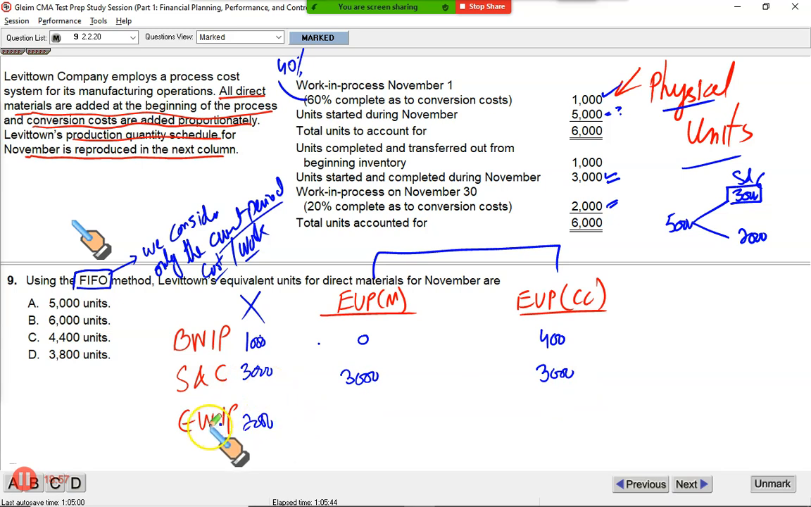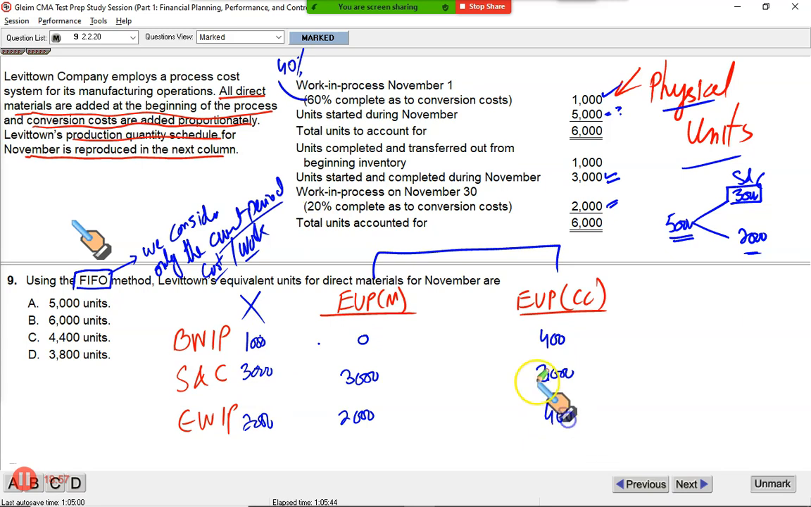Now the last line, ending work in process. There are 2,000 ending work in process physically. Look at this. It says work in process on November 30th. It is 20% complete as to conversion cost. Remember, these 2,000 units are out of these 5,000 units on which we started work during the period. So if we started work on these units during the period, we would have added full material during the current period. When we started work on these 2,000 units, we added 20% of the conversion cost. What is conversion cost? It's the sum of direct labor and variable and fixed overheads. So 20% of 2,000 is 400 added conversion cost.